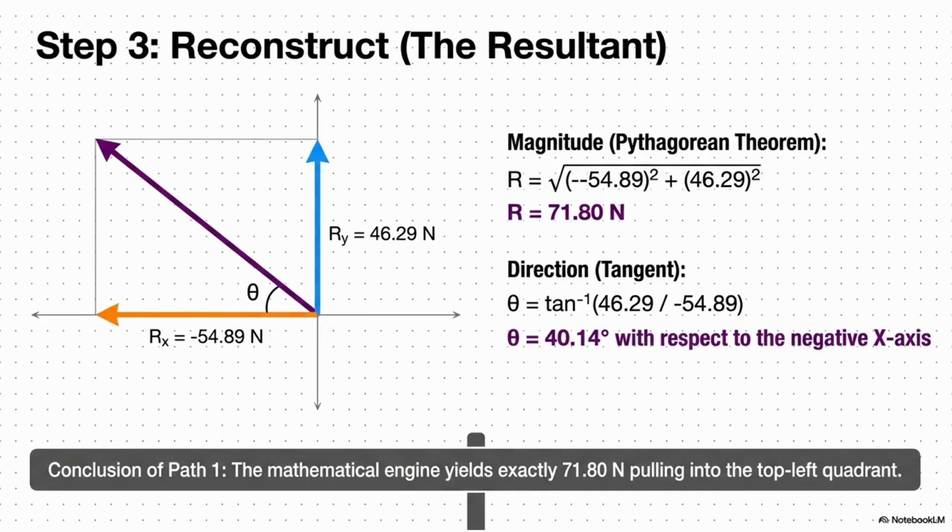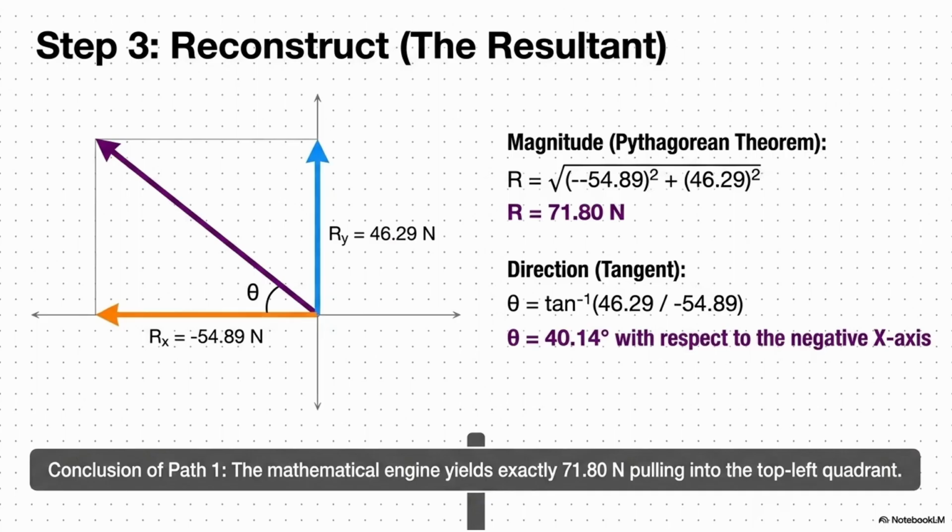Okay, but we still need the direction. Right, the angle. For that, we use the tangent function, and we find out it's pulling at a 40.14 degree angle into that top left quadrant. Boom. Problem solved. But, the math engine is beautifully precise, I'll give it that. But some students are visual learners. Very true. Like, if math is the engine, slide 11 says geometry is the map.